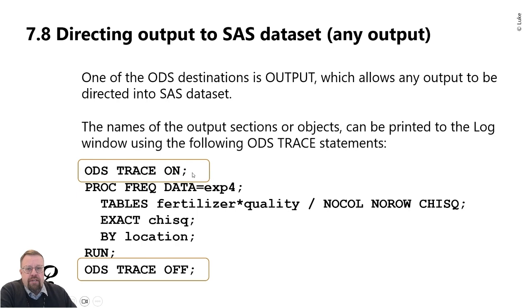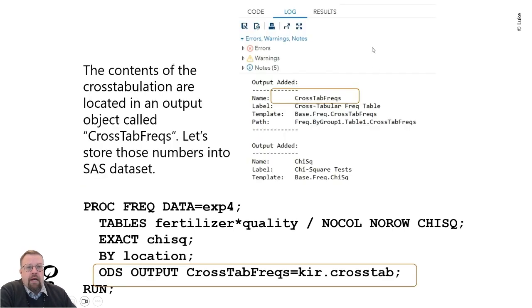So if I put ODS TRACE ON and ODS TRACE OFF around this PROC FREQ, then I get into the log window a listing of all the different output objects that the PROC FREQ is generating. So if I run this one, I get this kind of log window. This is just a part of the log window, but we can see that one of the output objects is called CrossTabFreqs. That's the part where the contents of the actual cross tabulation are located.